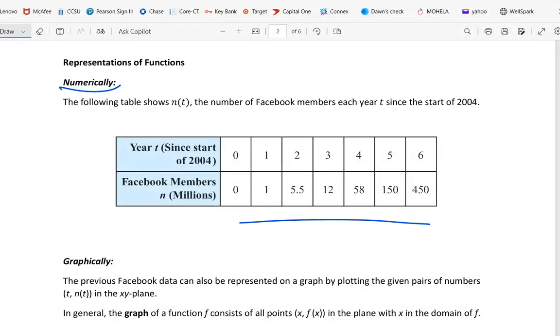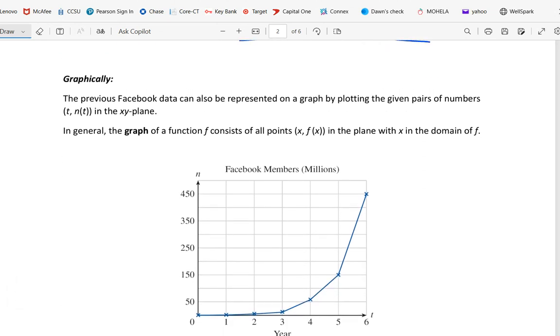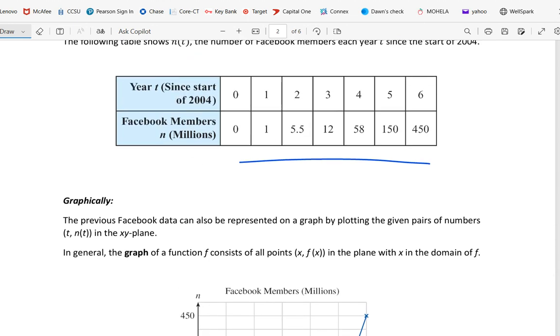And this is a function. The number of members on Facebook is a function of time. So I can represent a function using a table. I could also represent that function graphically. This is the same data. When Facebook was 0 years old, the year it started, there were 0 million members. Then 1 million, and after 2 years, 5.5 million.